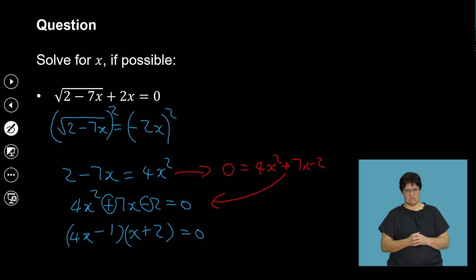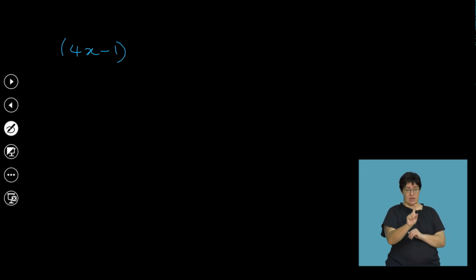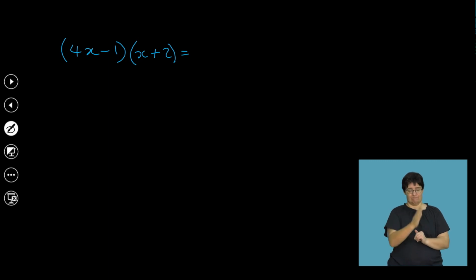Let me repeat what I just said. Last term is negative, it means my two signs must be different. Middle term is positive, therefore the bigger factor gets a positive. So 4 times 2 is 8. That's the bigger factor. And then if I simplify this, I'm just going to go to the next page here. I said it's 4x minus 1 into x plus 2 equal to 0.